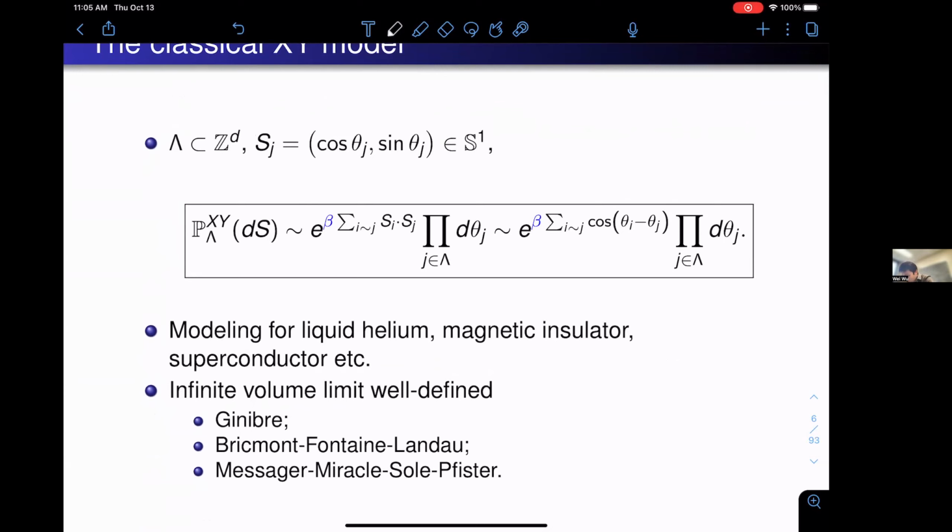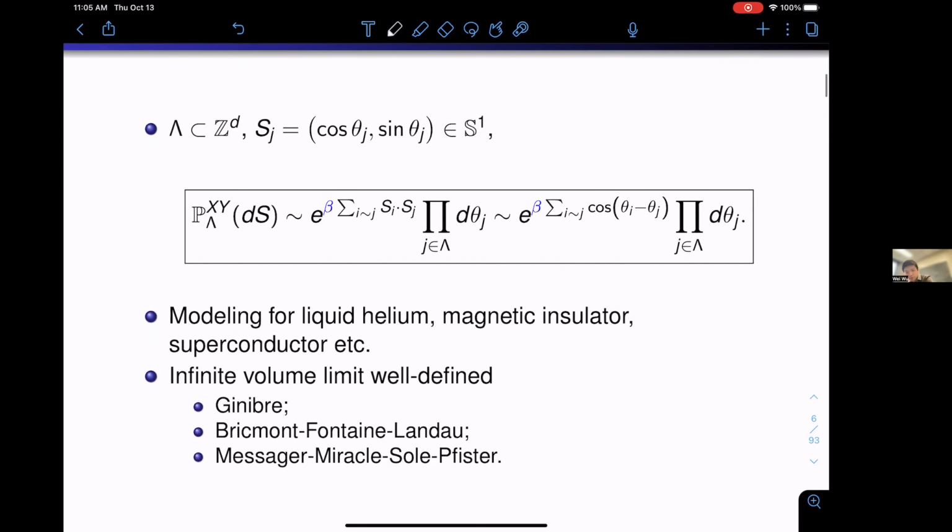It has been known quite some time ago that there is a monotonicity of the measure. These Ginibre-type inequalities allow you to prove that the spin-spin correlations of the model are monotonic with respect to the size of the system. So there is a well-defined infinite volume limit. Our result concerns the infinite volume limit of a very similar type of model.